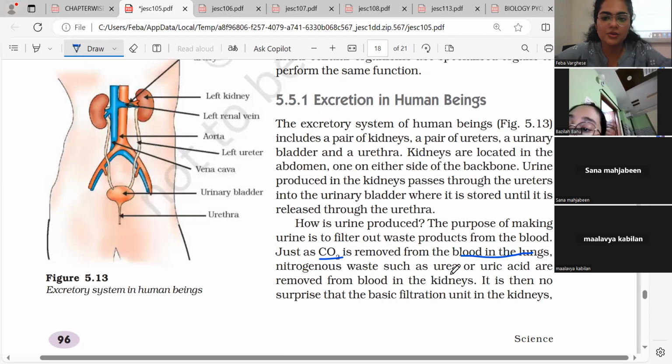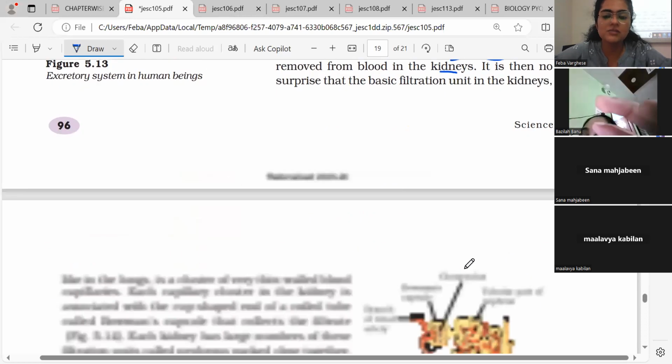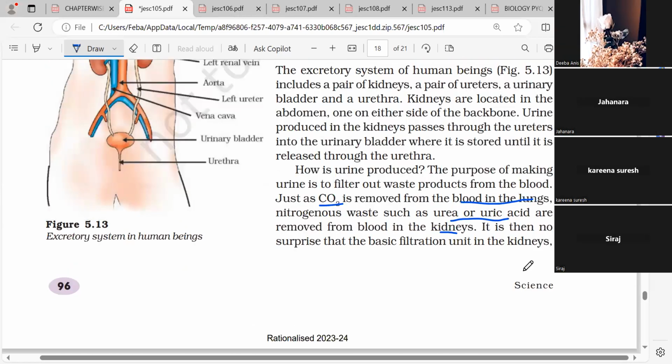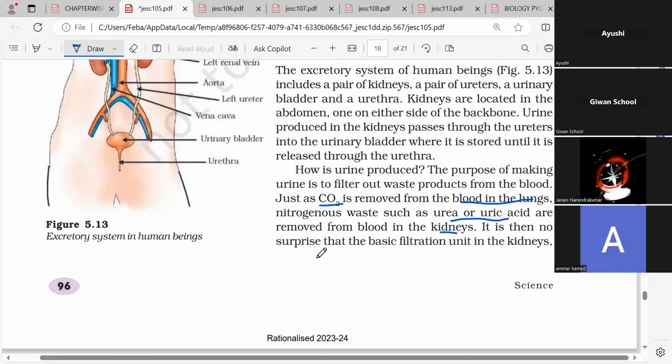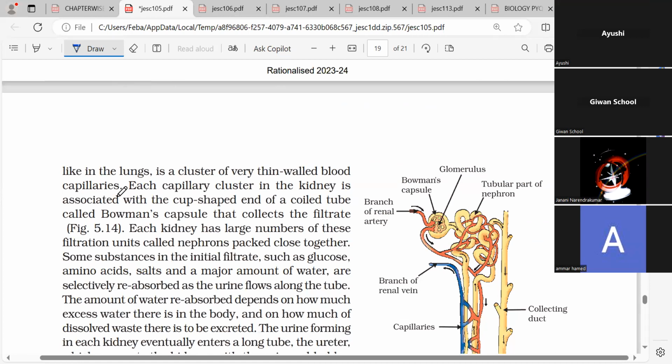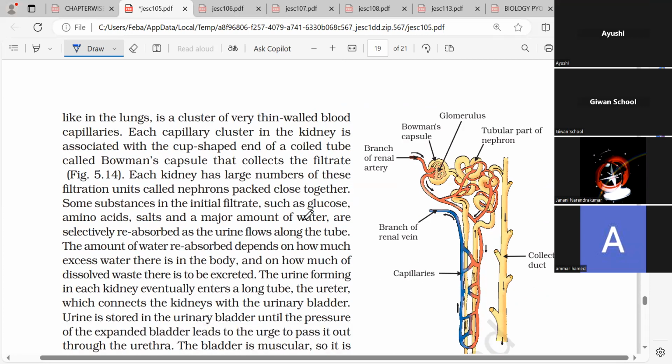Yes, urea and uric acid are the major nitrogenous waste materials, and they are removed through the kidney. And then which is the basic filtration unit of the kidney, guys? Nephron. Nephrons. Very good. Yes, nephrons are the basic filtration units of the kidney. Now, which all are the parts of nephrons, guys?